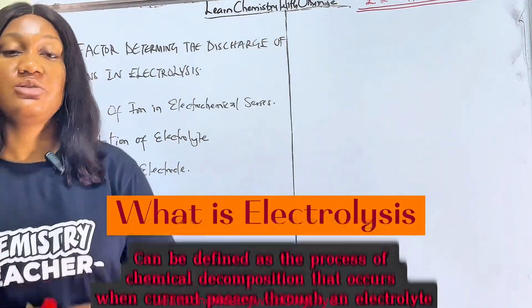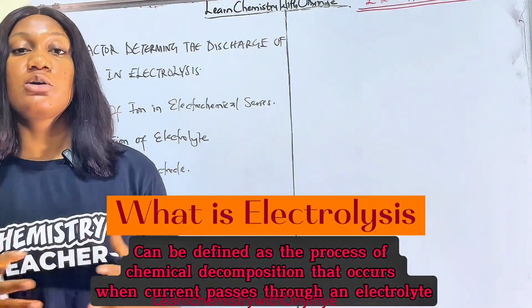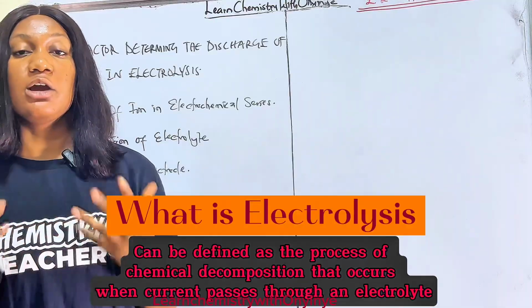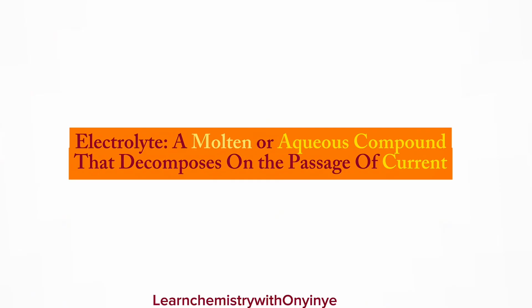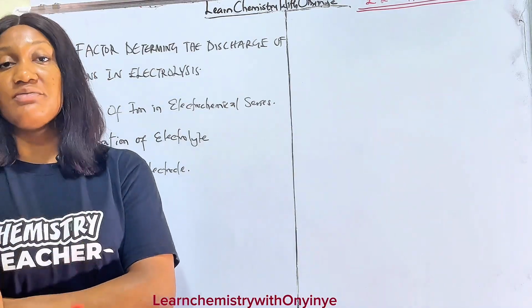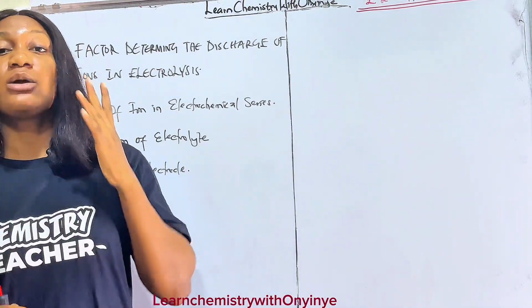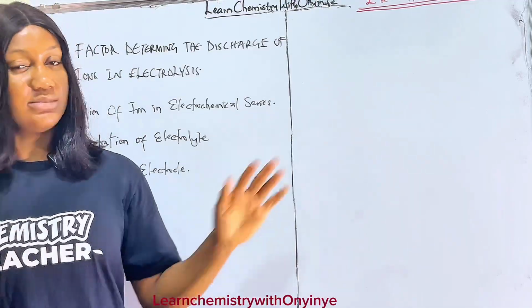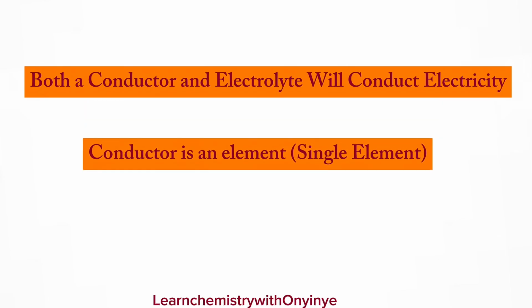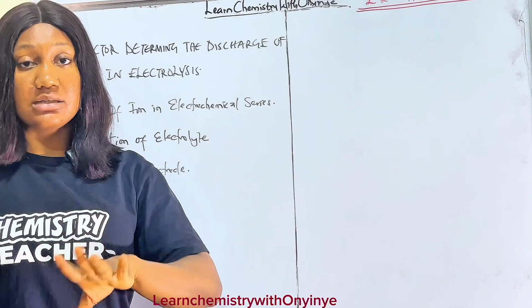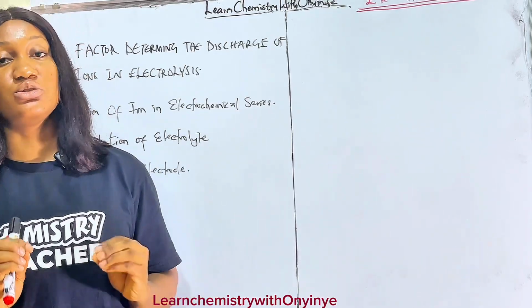We can define electrolysis as the process which involves the chemical decomposition of an electrolyte when a current passes through it. So we have what we call an electrolyte. An electrolyte is a compound that conducts electricity and is dissociated in the process. Now, what makes this different from a conductor is that both a conductor and an electrolyte conduct electricity. However, a conductor is usually an element. So let's say silver, let's say copper, sodium. These are singular elements. However, electrolyte has to do with compounds.